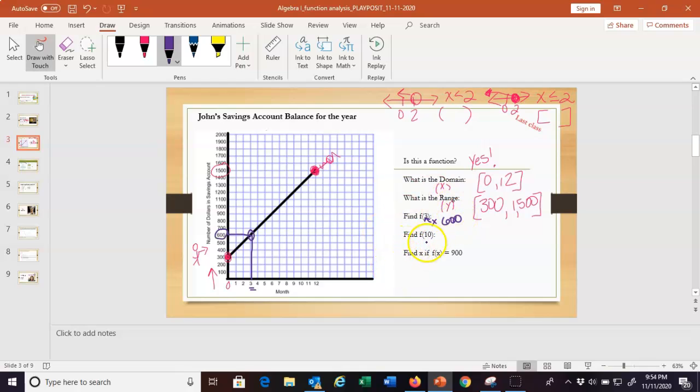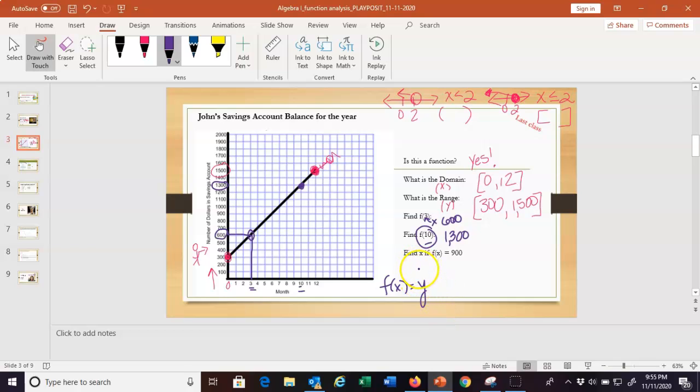How about f of 10? We're going to go on the x-axis at 10, go up to the line, go over and see that y is 1300. So when x is 10, y is 1300. Remember, another word for y is f of x. They're like synonyms, right? So f of 10, they're saying, what is y when x is 10?